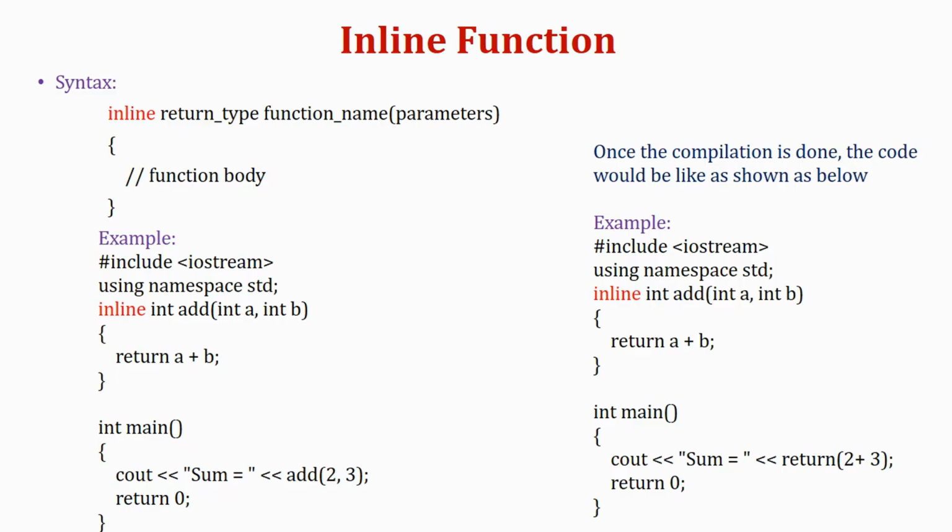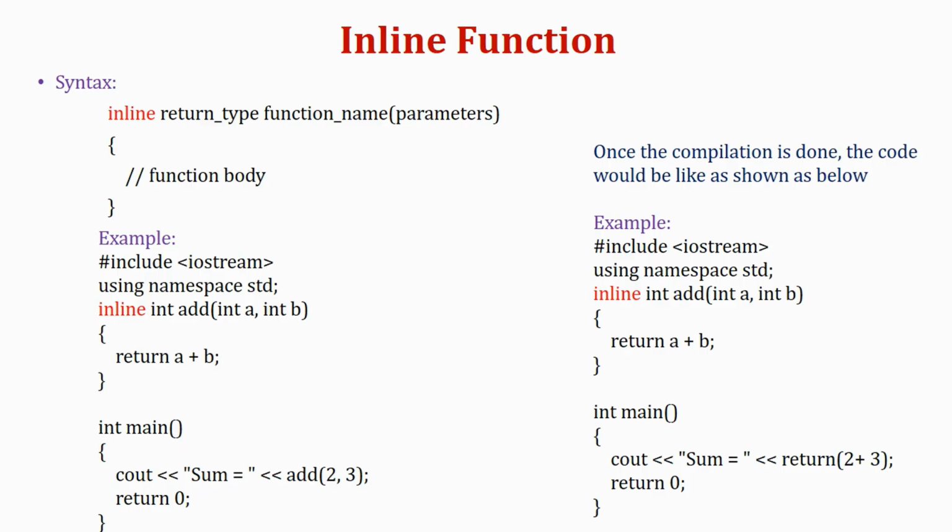So here, first we write the function: inline, the return type is integer, the function name is add. There are two parameters, a and b, both of which belong to the integer category. The code is a plus b, and the result is finally returned.